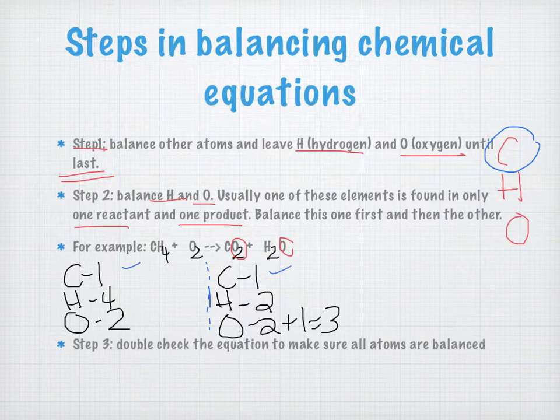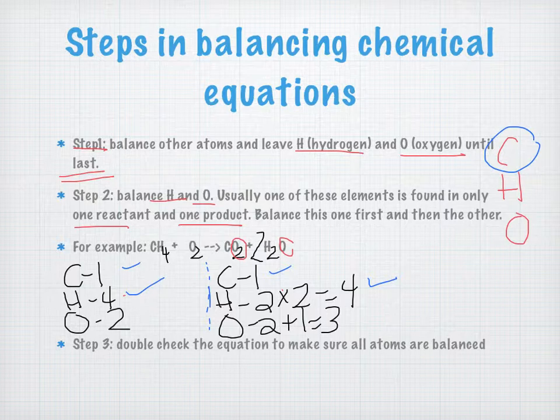Our hydrogens are a problem. This one's 4, this one's 2. So that means I need more. So I'm going to put a 2 out front. So that actually times us by 2, which gives us 4, which now means we're good. But this also has changed my oxygen. So I need to fix it.